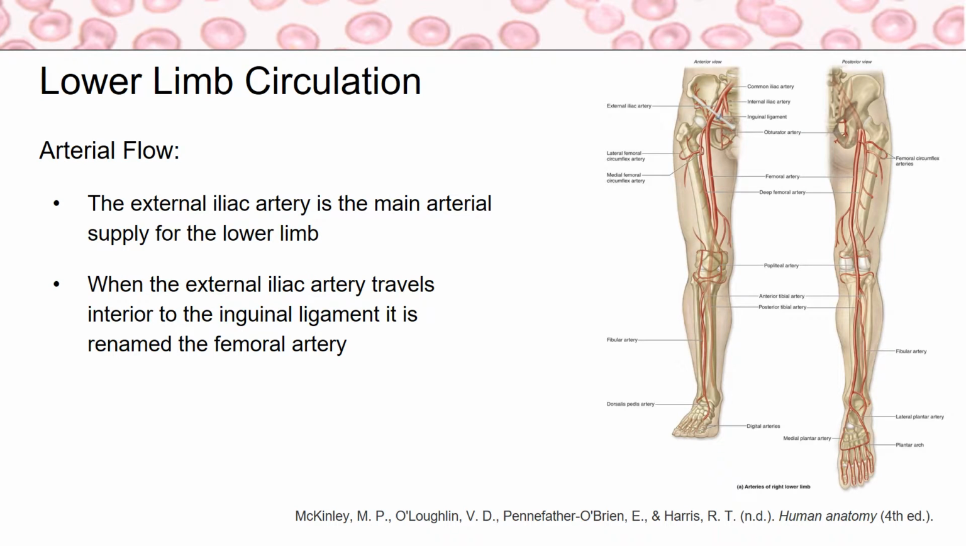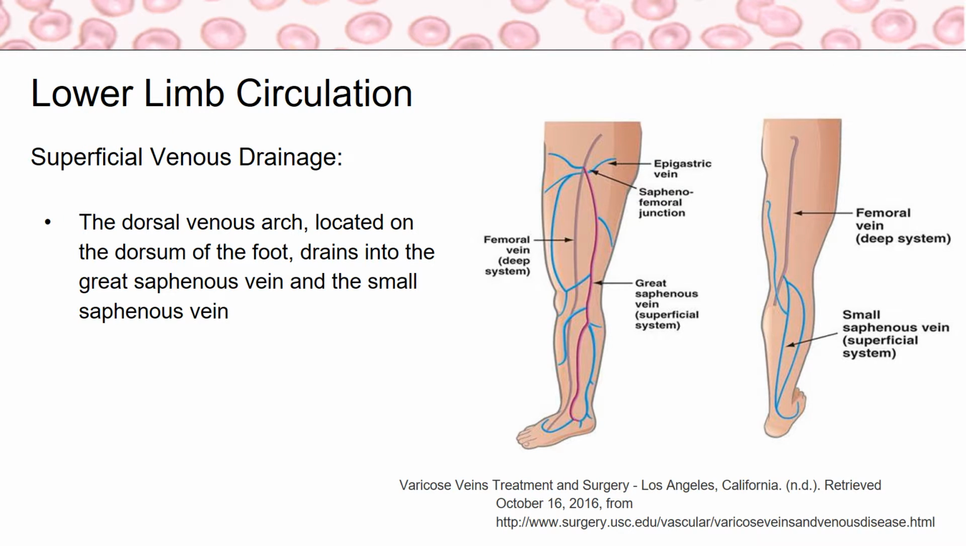Now for lower limb circulation, the major artery that's kind of analogous to the subclavian artery would be the external iliac artery, and it gets renamed the femoral artery as it passes behind the inguinal ligament. For superficial venous drainage, the main ones to know is that the dorsal venous arch located on the dorsum of the foot drains into the great saphenous vein and the small saphenous vein.